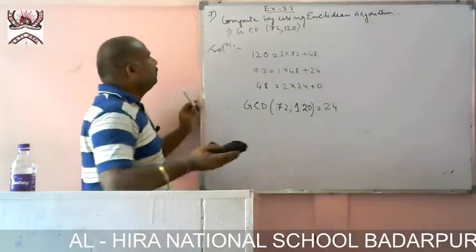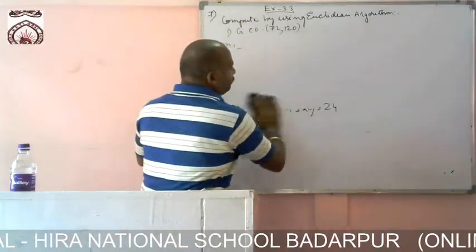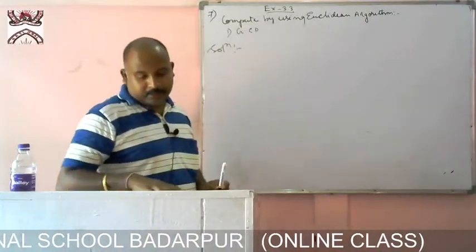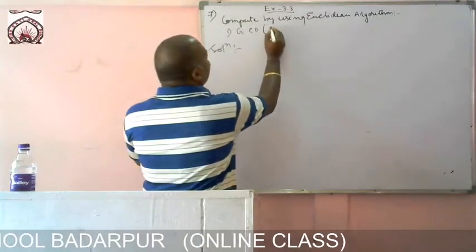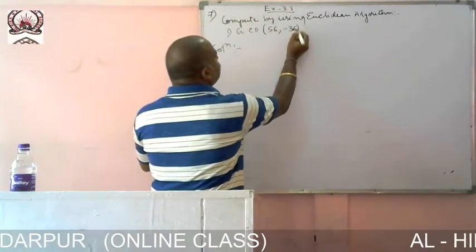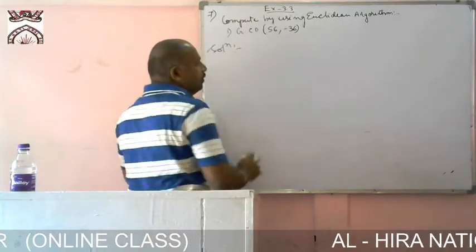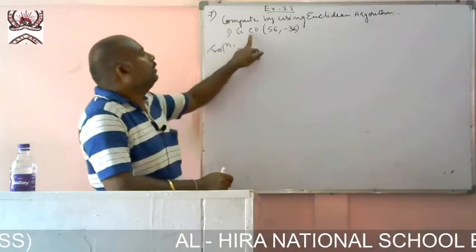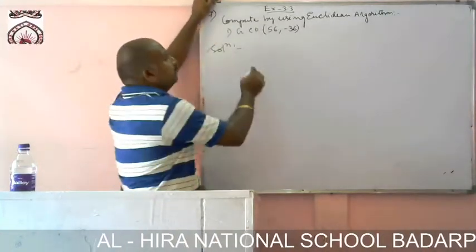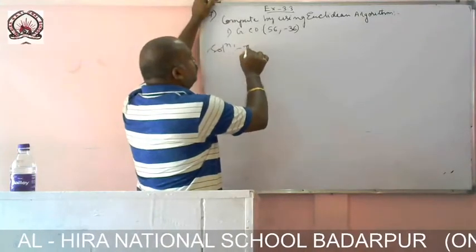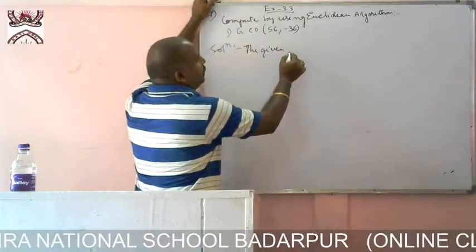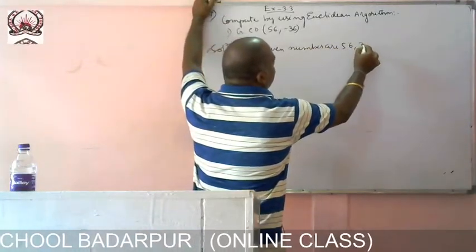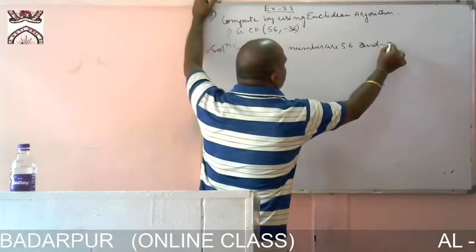Okay. Now next let's take another one. Let us take another numerical, that is 56 and 36. We have to find the GCD of 56 and minus 36. The given numbers are 56 and minus 36.